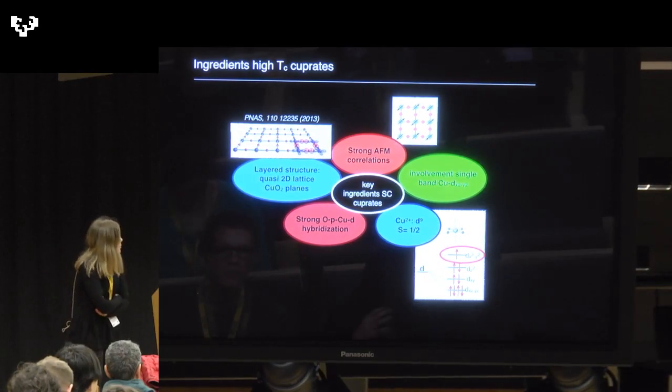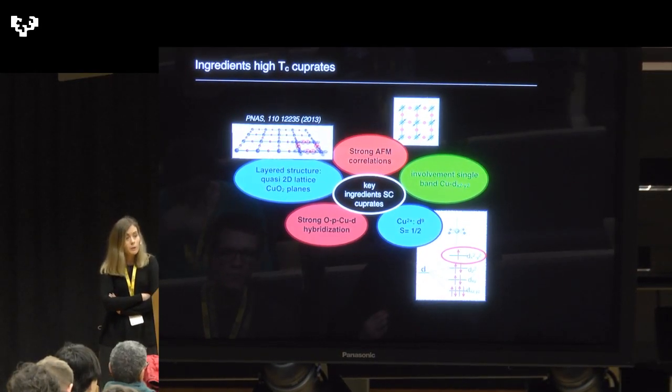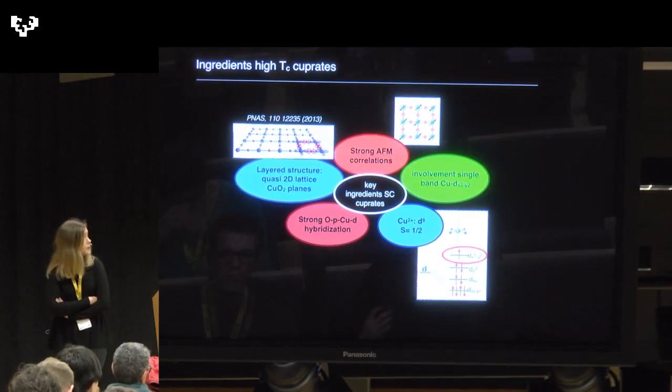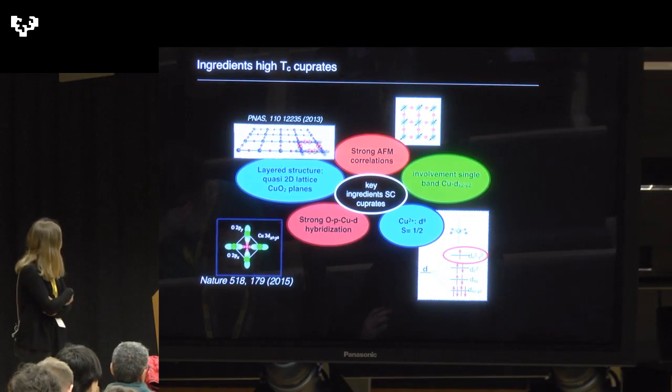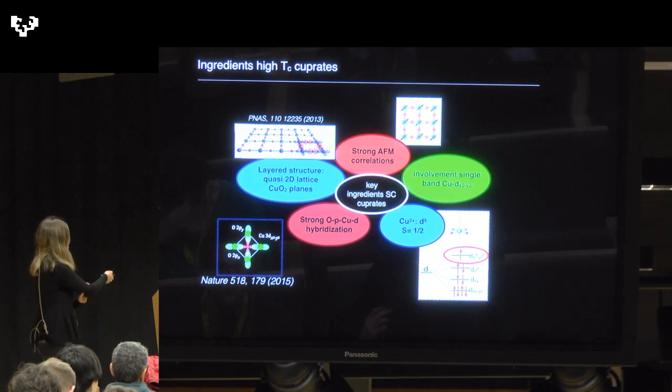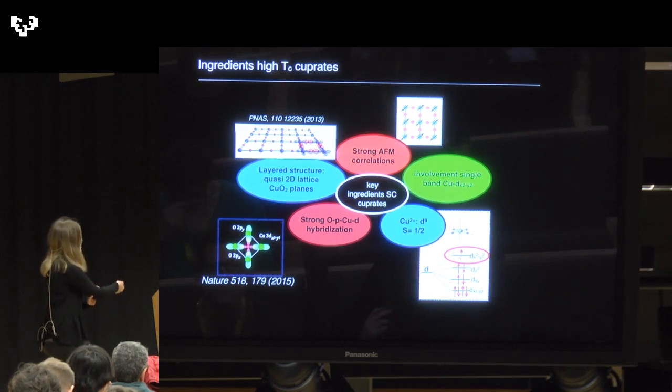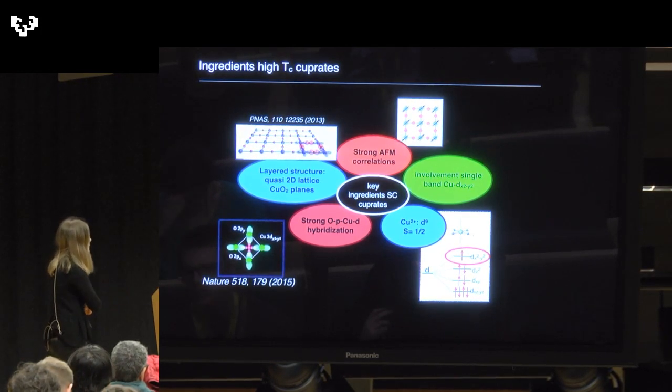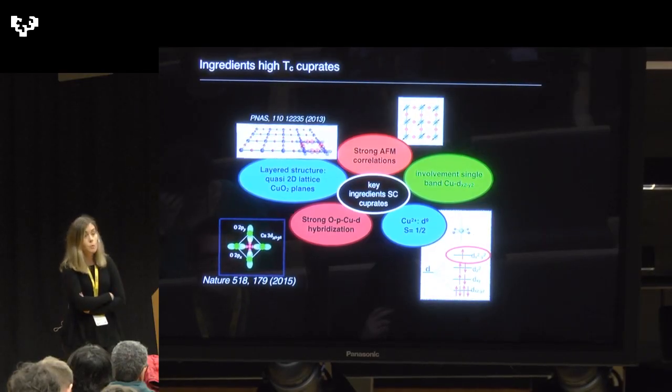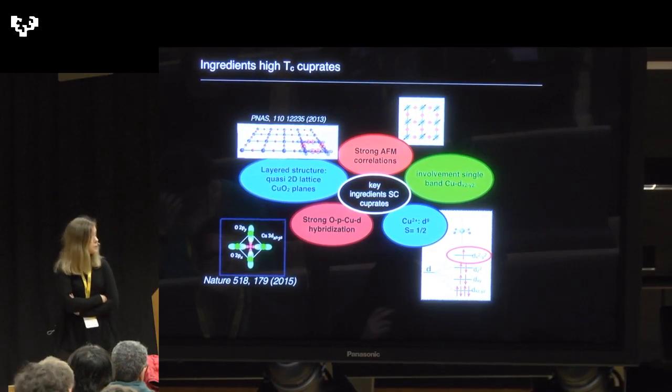Last but not least, in cuprates, there is also a very strong degree of oxygen p and copper d hybridization. And you can see that easily in this cartoon, where the lobes of the dx²−y² orbital in red are directed towards the p orbitals of the neighboring oxygen ions.